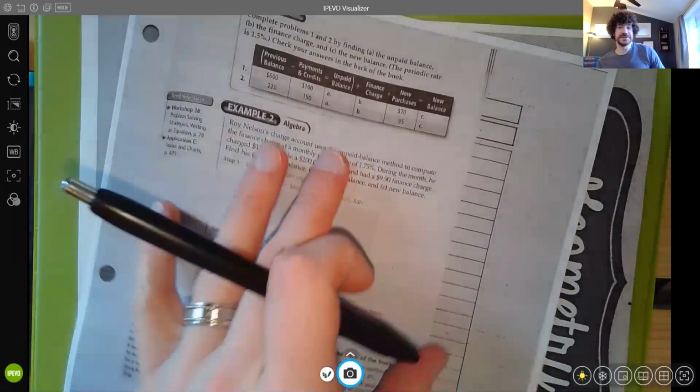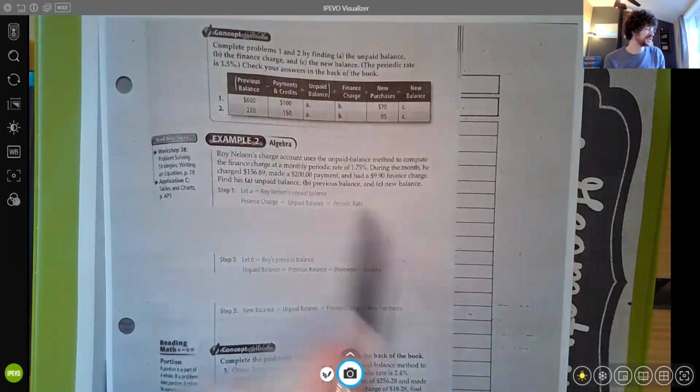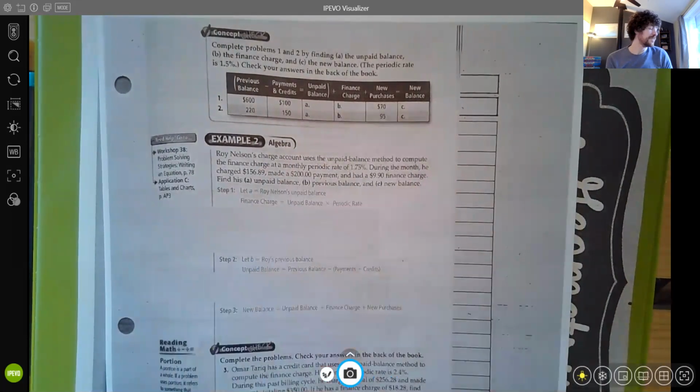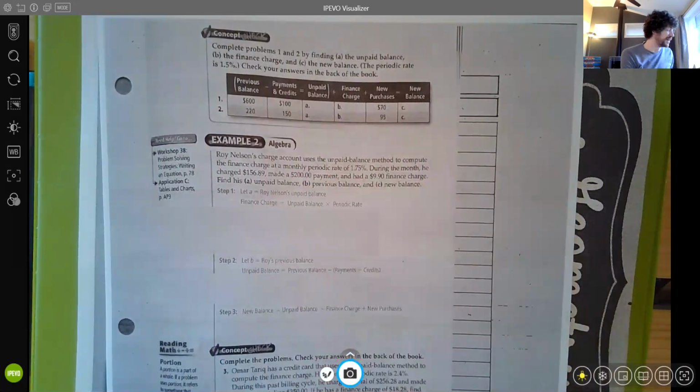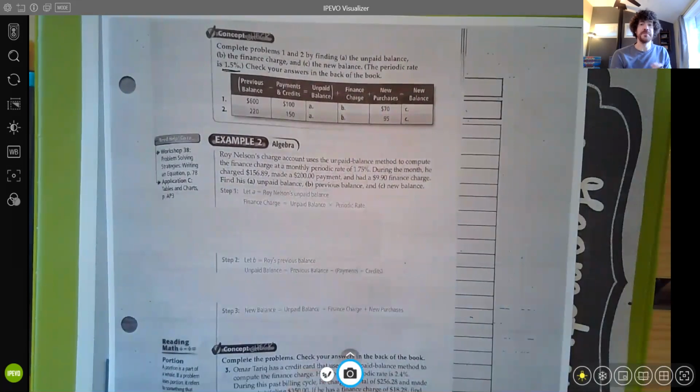So let's take a look at these next two right here. We're going to complete these problems 1 and 2. We're going to calculate the unpaid balance, the finance charge, and the new balance, and we'll go ahead and just drop these in right here. Periodic rate here, 1.5%. That'll be an important thing to note as well.